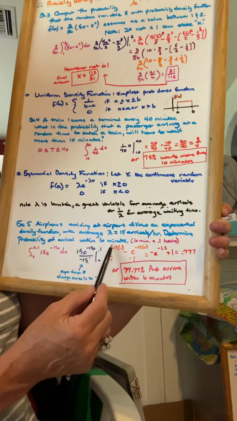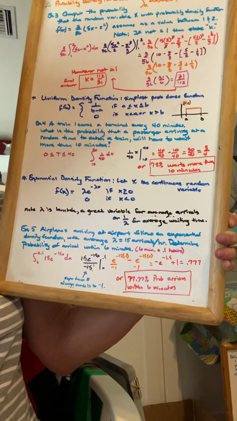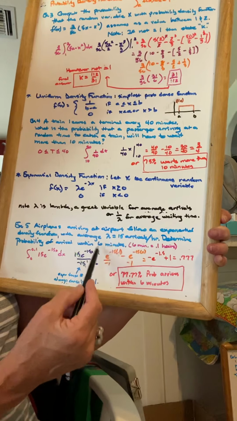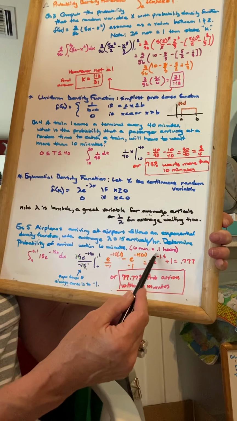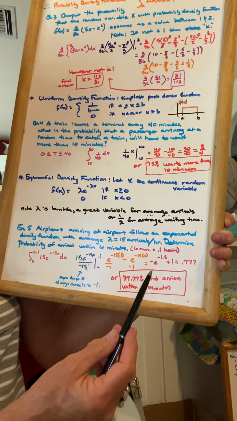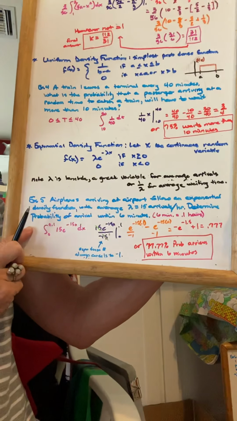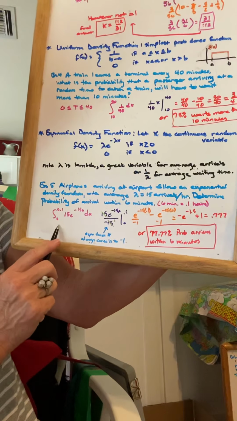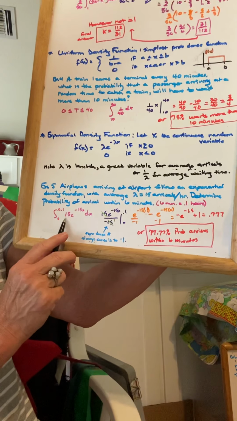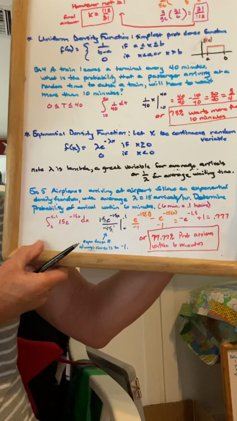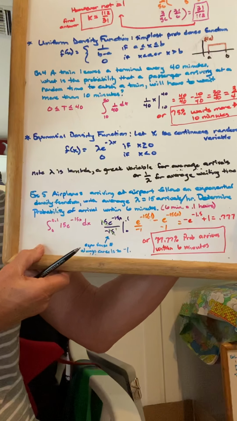Well, this is 6 minutes, and that's an hour, so something's got to change. You're not going to change your lambda, you're going to change this time. 6 minutes is going to equal 0.1 of an hour, 6 over 60. All right, now I have to figure out my equation. My equation is going to be the integral from 0 to 0.1 of 15 e to the negative 15x dx. That's the easiest part once you get to that point.